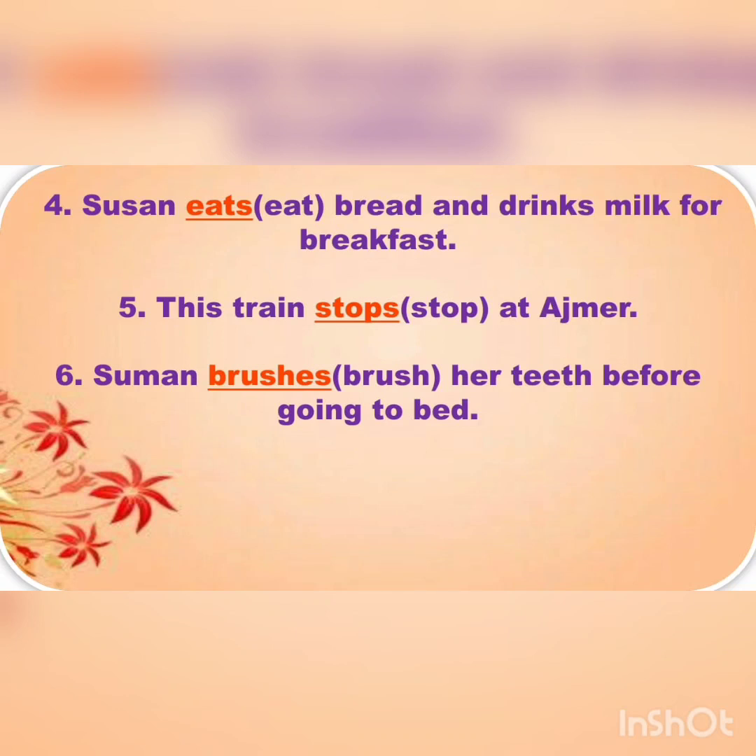Next sentence, this train blank stop at Ajmer. So the answer is stops. Now here also you can see this train. So this train is again a singular subject, so the verb will be plural. Next sentence. Suman blank her teeth before going to bed. Brushes. So here again Suman is singular, so the verb will be plural.